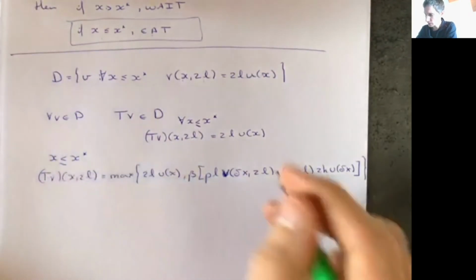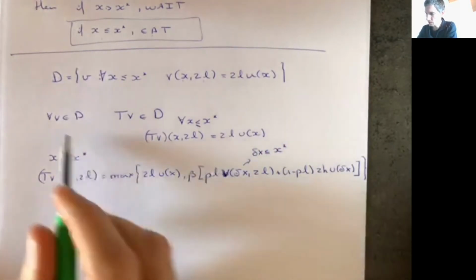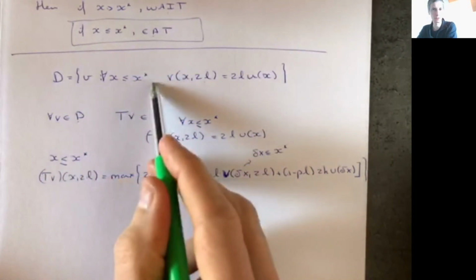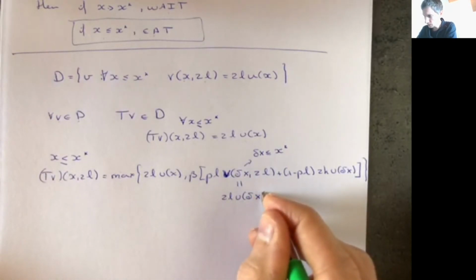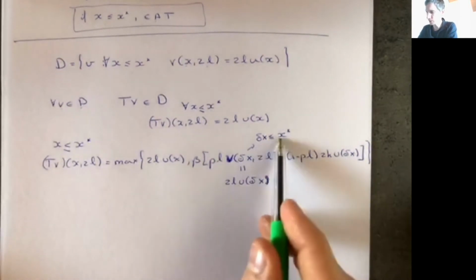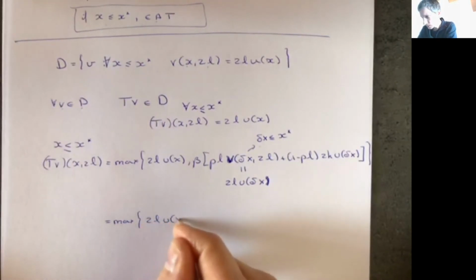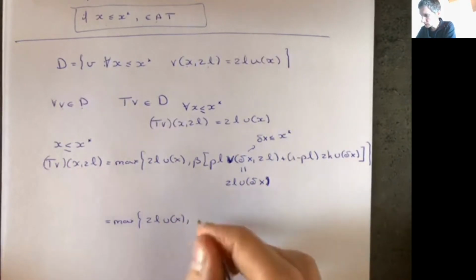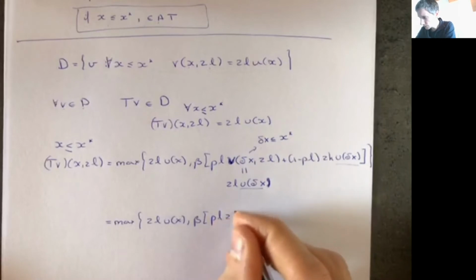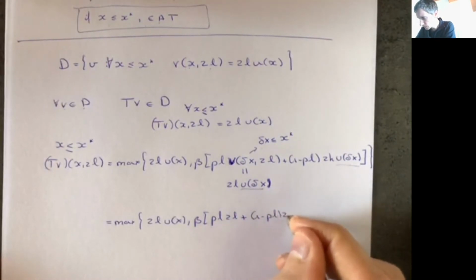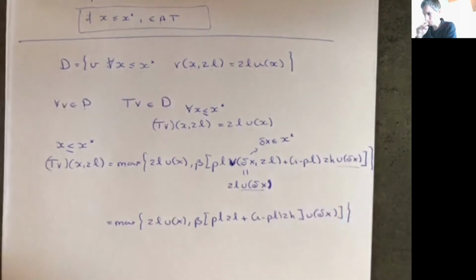Well, if x is smaller or equal to x star, then I know that delta x is also smaller or equal to x star, right? Because delta is smaller than 1. So because v is in D, it satisfies this condition for all x smaller than x star. So here I know that this is equal to ZL u of delta x, because delta x is smaller or equal to x star. So I have that this is equal to the maximum of ZL u of x, and then beta, I can pull this out, the u of delta x times PL ZL plus 1 minus PL ZH.